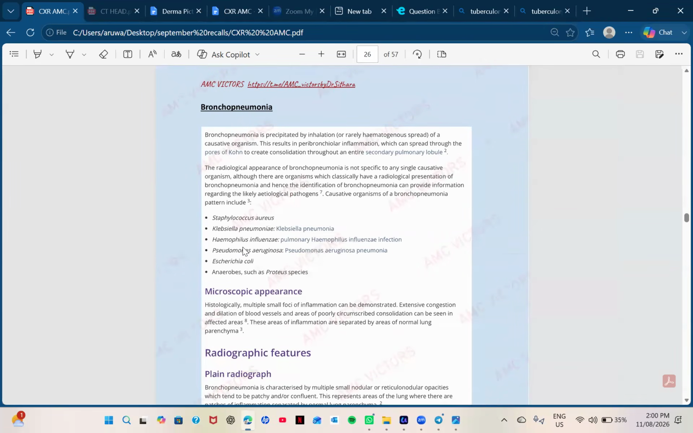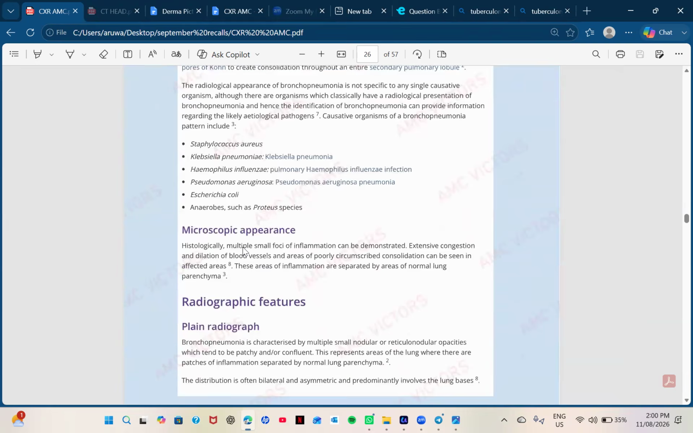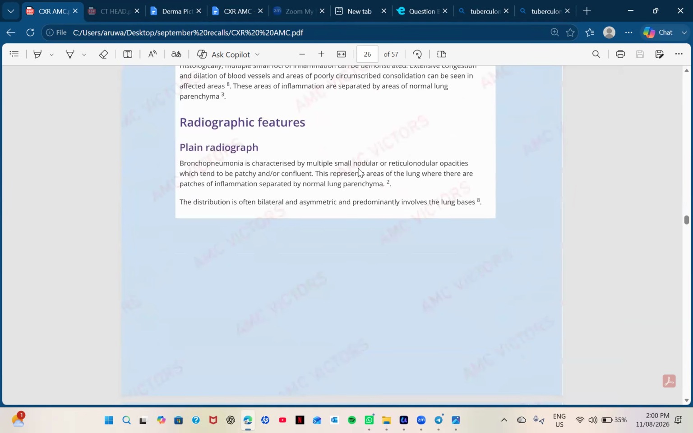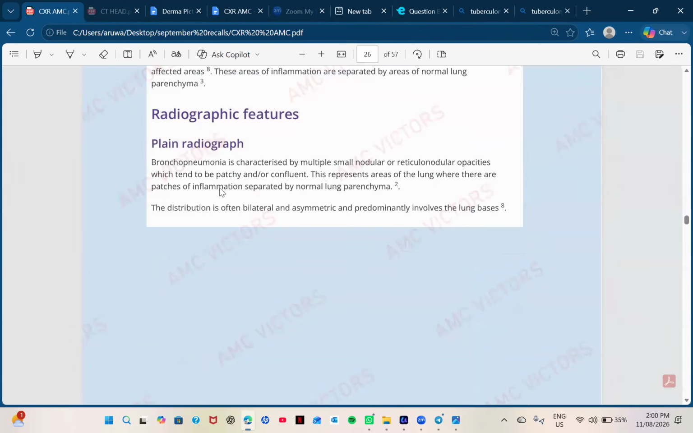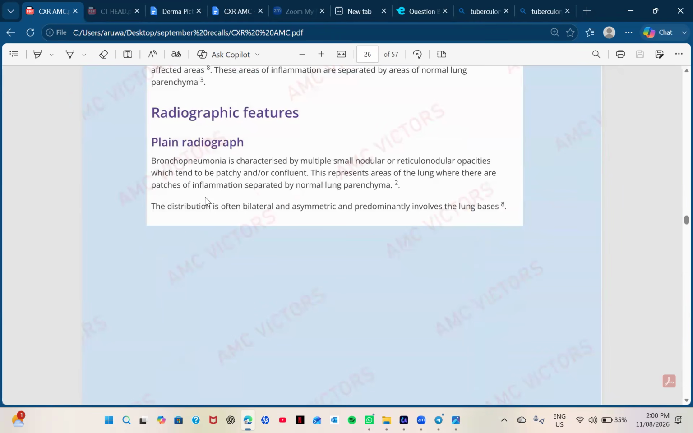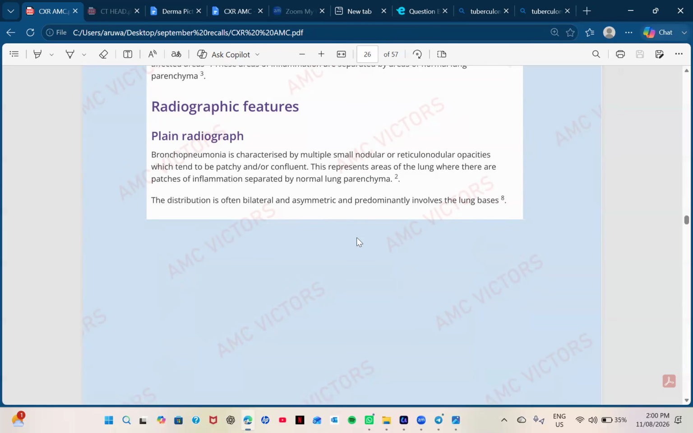The lobe is consolidated. So bronchopneumonia, how does it present? Bronchopneumonia is characterized by multiple small nodules or reticular opacities which tend to be patchy or confluent. This represents areas of lung where there are patches of inflammation separated by normal lung parenchyma, right? So what you can see here are multiple nodular or reticular opacities, right? Here also opacity, but not the lobe. That's not fully a lobe being involved, right? They are not tiny, they are patchy. Yeah, can be patchy.